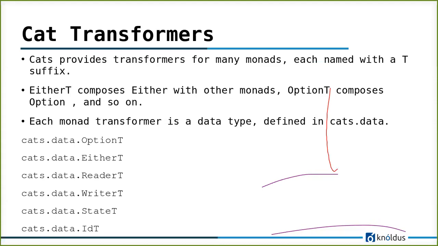So now we have understood what functors, semigroups, monads and monad transformers are, what the problems are with monad transformation in the standard Scala library, and what we can do with Cats transformers. So let's look at a quick demo.